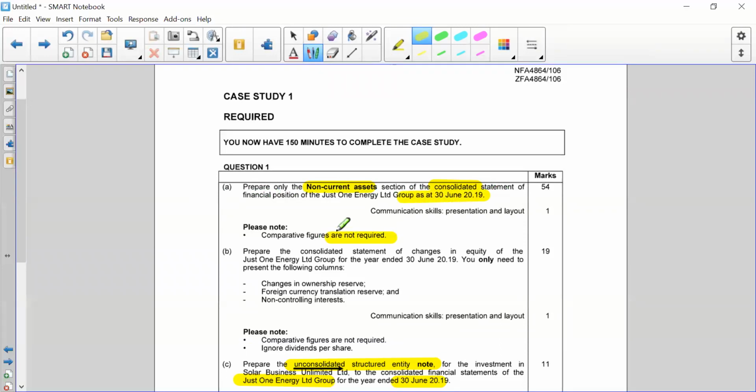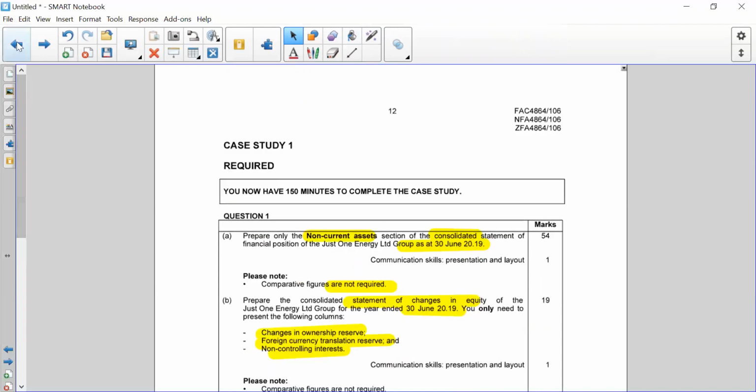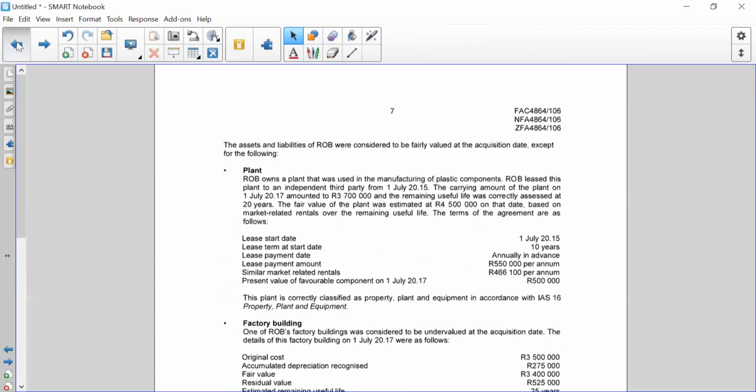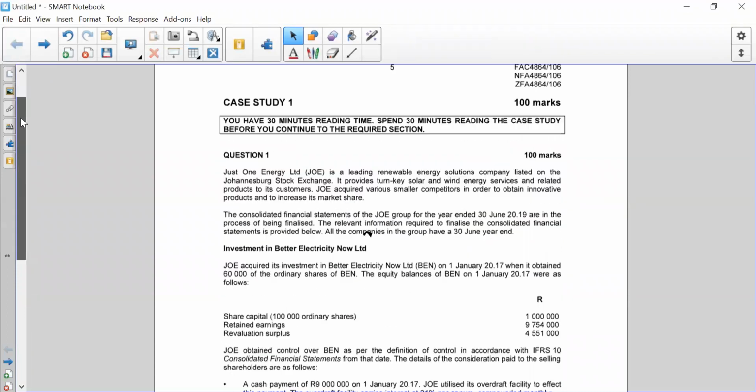Comparatives are not required. And at the same time, they've also asked for the consolidated statement of changes in equity, also for the 30th of June 2019. You are only required to present the changes in ownership reserve, NCI, as well as FCTR. For those of you who are level ones, obviously the FCTR is outside of scope for you, but you can do all the other sections. So in this particular video, I want to focus on Ben as a subsidiary, and then we'll deal with each of the other subs in separate videos.